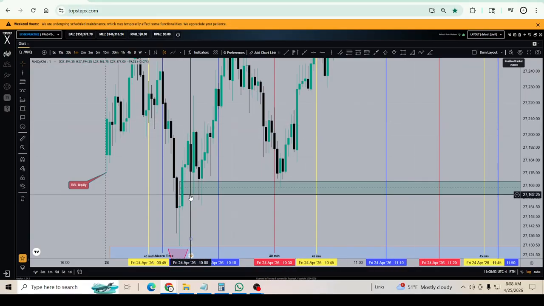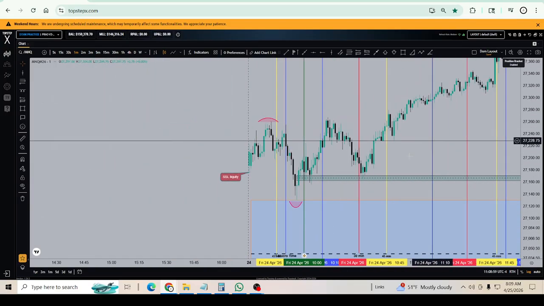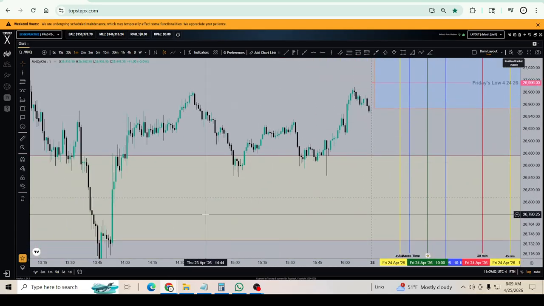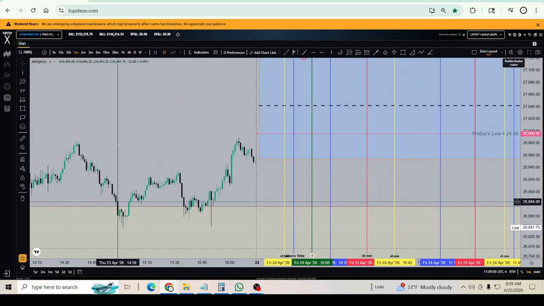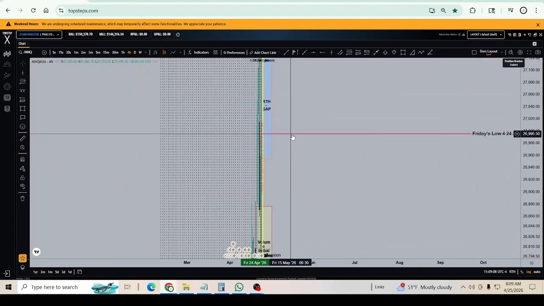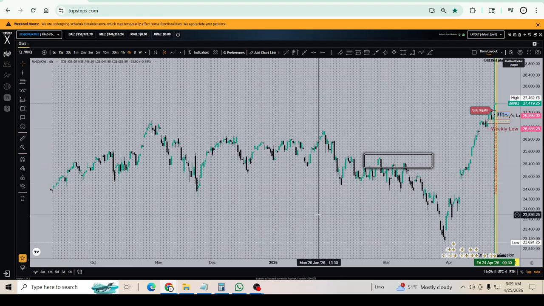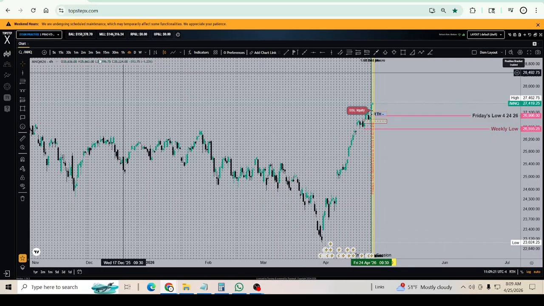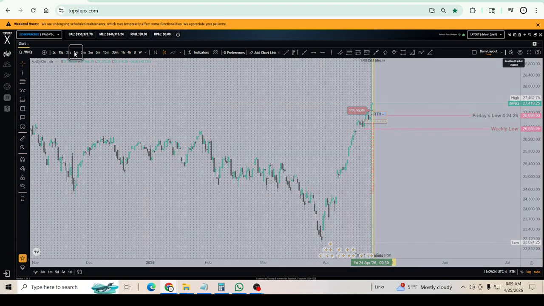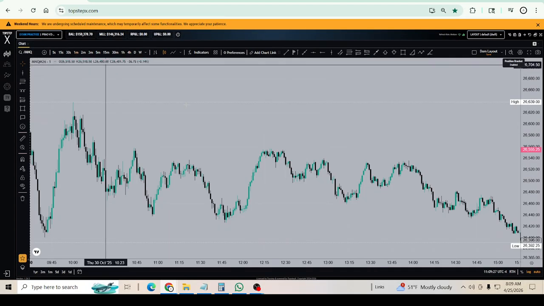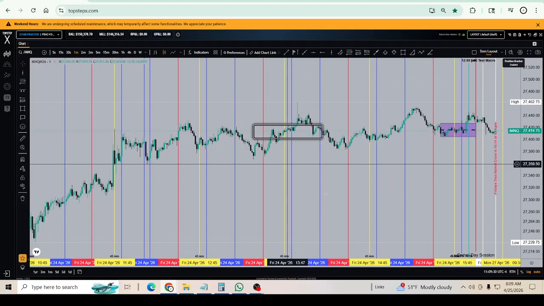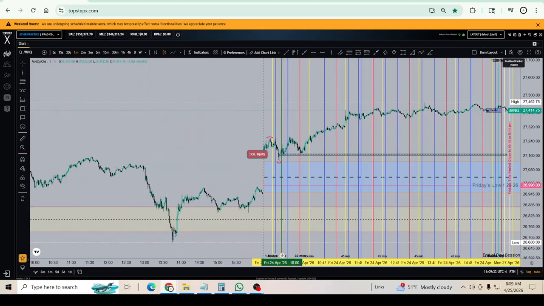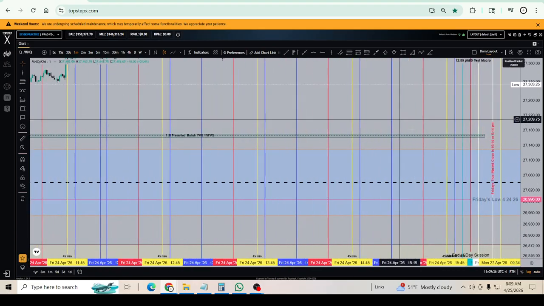Now, I'm using the first presented bullish fair value gap because we have been in a bullish run for the last few days. I'm going to pop into the 4-hour real quick, reset the chart, and as you can see, we've been in a bullish run for the last few days. So that's why I was paying attention to the first bullish presented fair value gap as opposed to the first bearish fair value gap, if that makes sense.